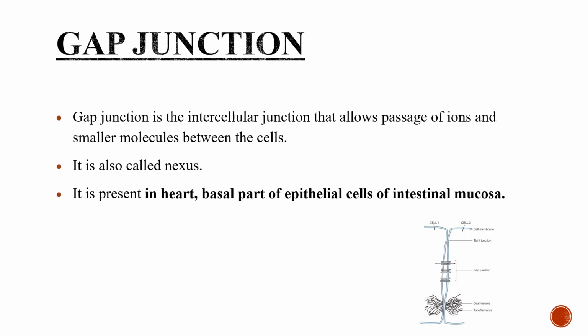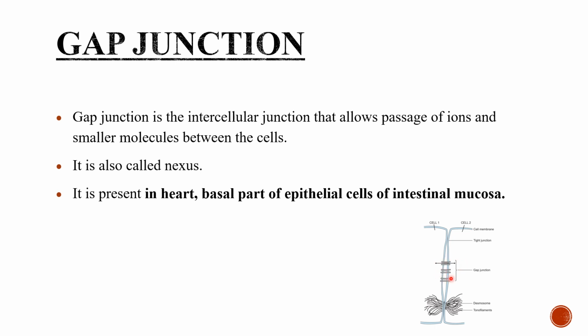And coming to the gap junctions. The gap junction is the junction which allows passage of some ions and smaller molecules between two cells, and the other name for gap junction is nexus. More gap junctions are present in the cardiac muscles and also in the basal region of the epithelial cells. So we said the apical region of the intestinal epithelial cells has tight junctions, whereas the basal region of the intestinal epithelial cells has gap junctions.